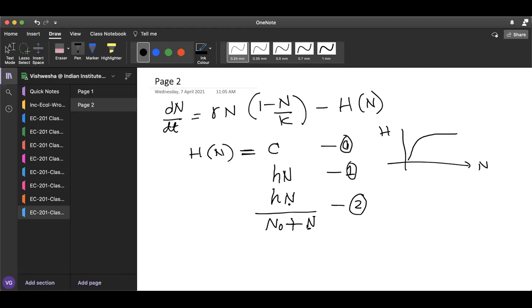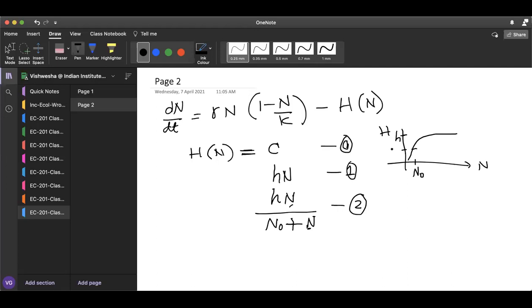It can take a maximum value when n goes to infinity, and that will be basically h. The maximum value that this function can take is h. And let's say when n is equal to n0, what will be the value of the total harvesting rate? So n0 divided by n0 plus n0, that will be h divided by 2.